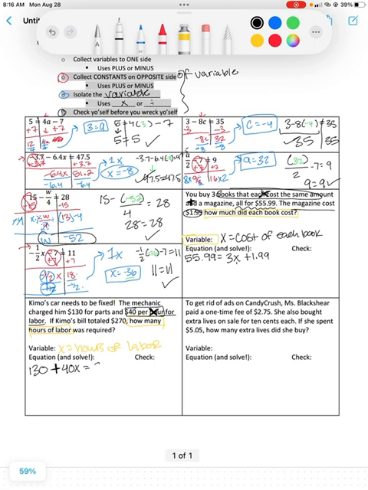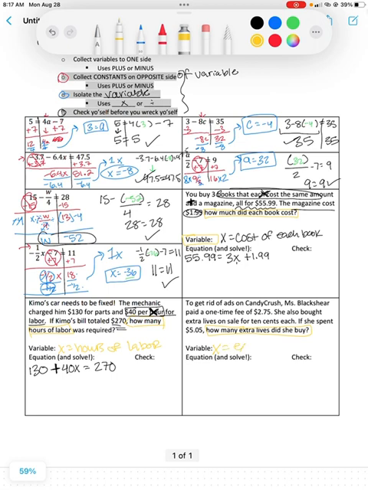The next problem says to get rid of ads on Candy Crush, Miss Blackshear paid a one-time fee of $2.75. She also bought extra lives on sale for 10 cents each. If she spent $5.05, how many extra lives did she buy? The question here is asking about how many extra lives were bought. So we're going to have our X equal extra lives bought.